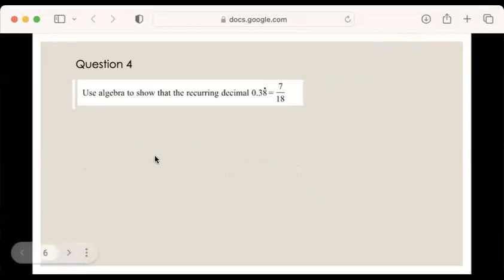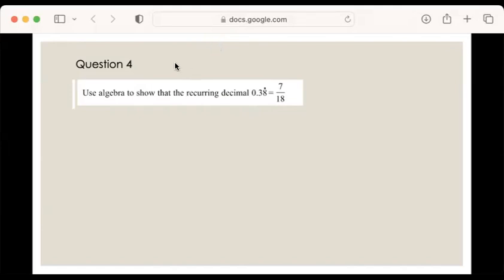Question 4, once again, we need to prove algebraically 0.38 recurring as 7 over 18. Right, you can pause this video and try this question, and later on you can check the methodology that I'm using. If you know maybe another method to solve, you can still try that, or you can actually replay question number 3 and try to follow the same steps and then solve it and check your answer. Okay.